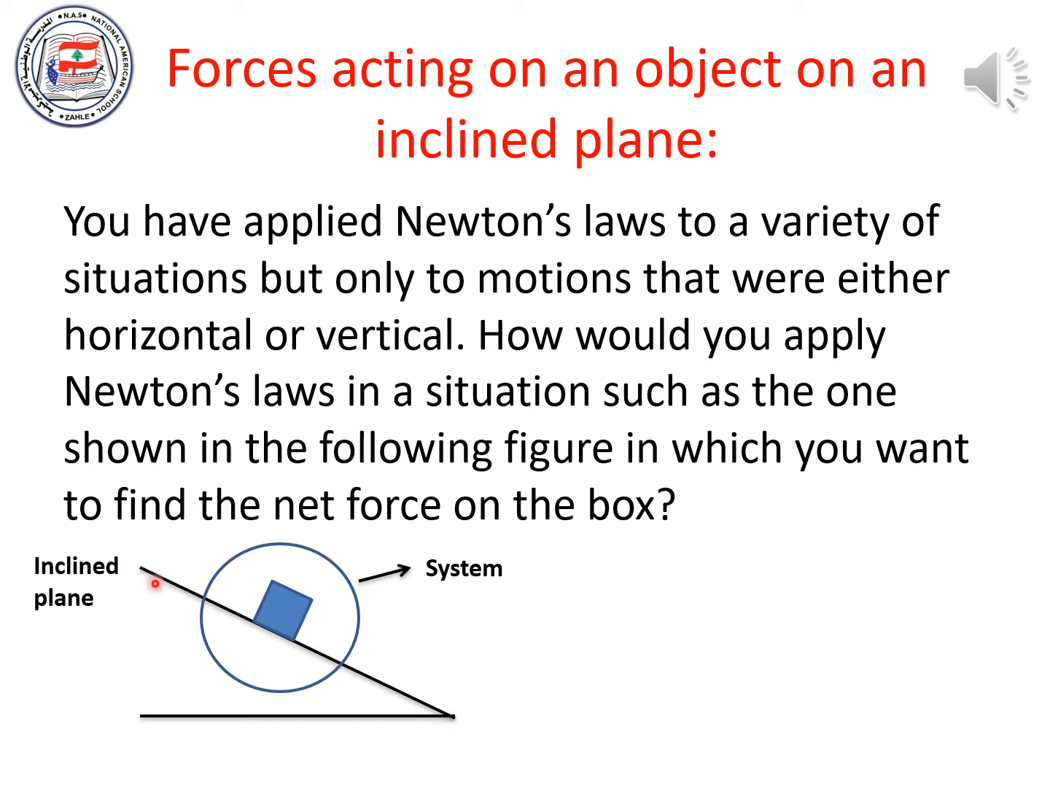You have applied Newton's laws to a variety of situations, but only to motions that were either horizontal or vertical. How would you apply Newton's laws in a situation such as the one shown in the following figure, in which you want to find the net force on the box? As you can see in the figure in front of you, the box is the system and it is on an inclined plane. Now we are going to study how to apply Newton's laws to such an object.